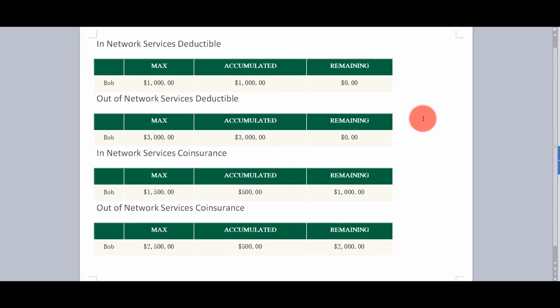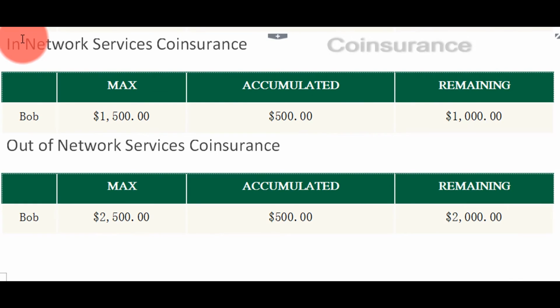So now we're at coinsurance. And as you can see above, within this calendar year, Bob has met his deductible for in-network and out-of-network services. So now we need to go to coinsurance. And basically what coinsurance is, once your deductible is met, coinsurance kicks in. And coinsurance varies by plan, same as the deductible amounts vary by plan. The insurance company will pay 80% and you have to pay 20%. It all depends on what the procedure is and your plan.